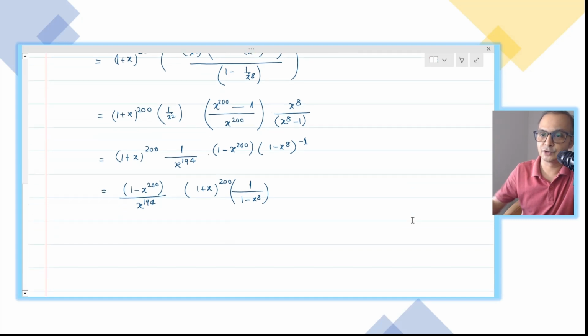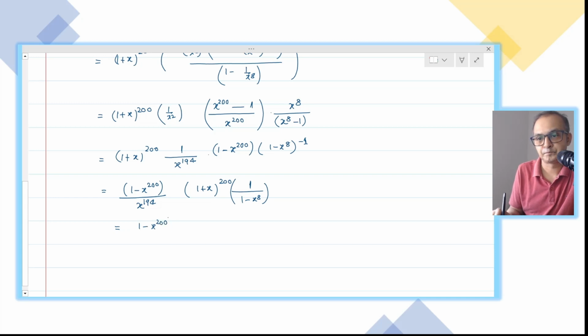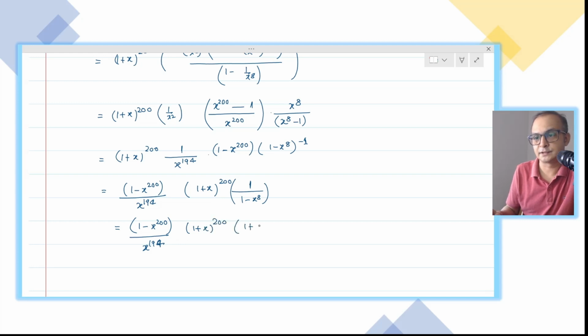So I wanted to show you that this is nothing but the infinite sum of a GP whose first term is 1 and the common ratio is x to the power 8. So it's a by 1 minus r. So we can just expand it in that way, and this is 1 plus x to the power 200, and this is nothing but 1 plus x to the power 8, x to the power 16, then x to the power 24, and so on. So this is our expansion so far.